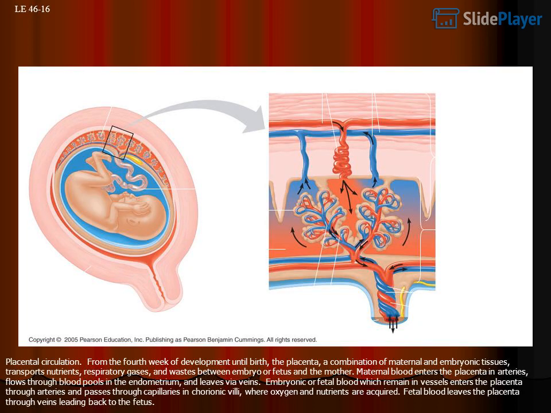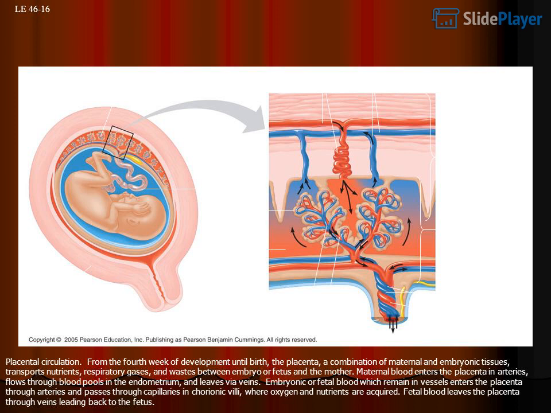Maternal. Arteries. Maternal. Veins. Placenta. Maternal portion of placenta. Umbilical cord. Chorionic villus. Containing fetal capillaries. Fetal portion of placenta, chorion. Maternal blood. Pools. Placental circulation.